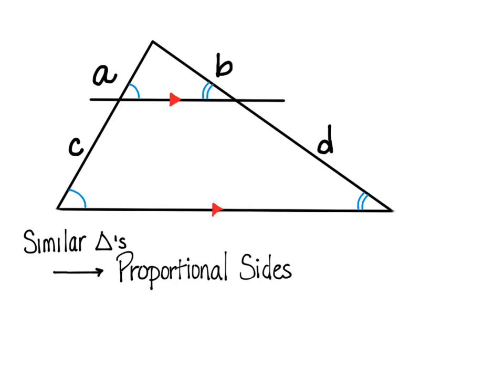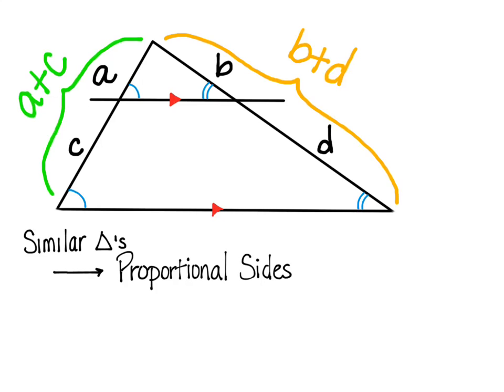Well, if we have similar triangles, we have proportional sides. We have a small triangle that has sides A and B, but we need to talk about the sides of the large triangle. We notice that for the large triangle, the left-hand side is A plus C, and the right-hand side is B plus D. So we now can compare these proportional sides of the small triangle to the large triangle. So A is to A plus C as B is to B plus D.